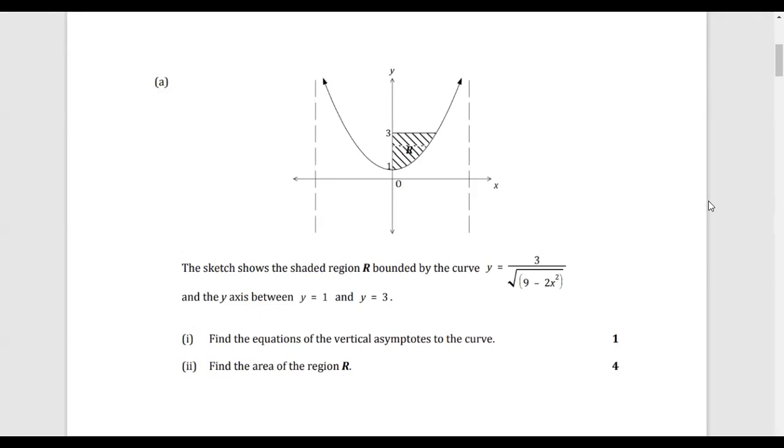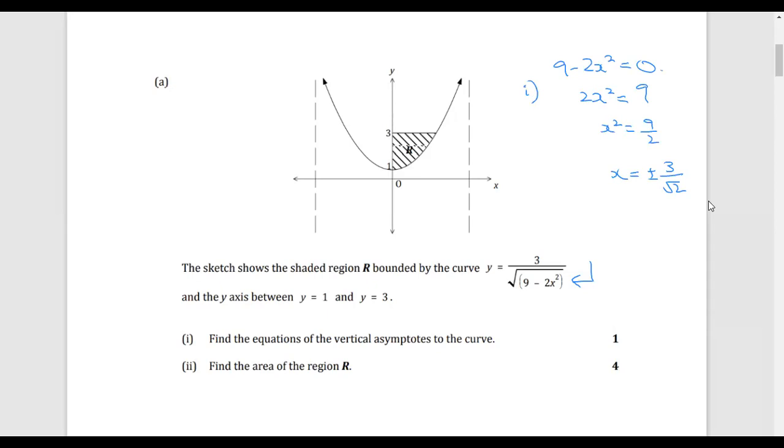Well, to find the vertical asymptotes, you're really looking for domain restrictions. The key thing is the denominator can't equal 0. So you're really solving 9 minus 2x squared equals 0, because the square root of 0 is 0. That means 2x squared equals 9, x squared equals 9 over 2, so x equals plus or minus 3 over root 2. Those would be your equations of the asymptotes.